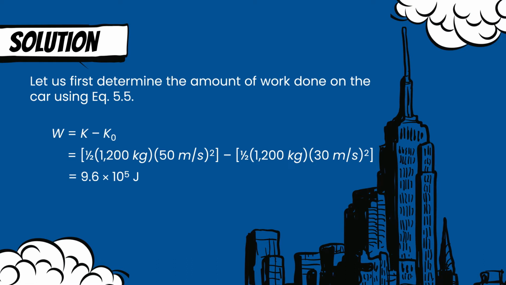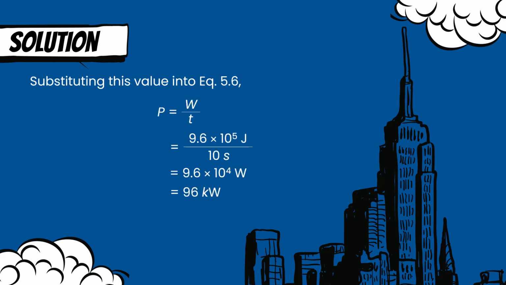Substituting, we have 1/2 times 1,200 kilograms times (50 meters per second) squared minus 1/2 times 1,200 kilograms times (30 meters per second) squared. And that yields 9.6 times 10 raised to 5 joules. Substituting this value into equation 5.6, which is power is equal to W over time, we have 9.6 times 10 raised to 5 joules over 10 seconds, which is equal to 9.6 times 10 raised to 4 watts, or 96 kilowatts.